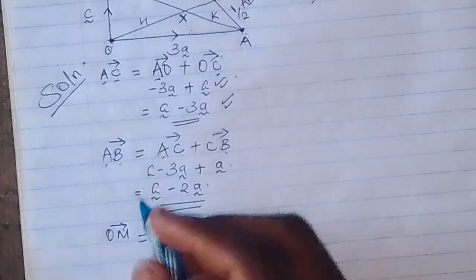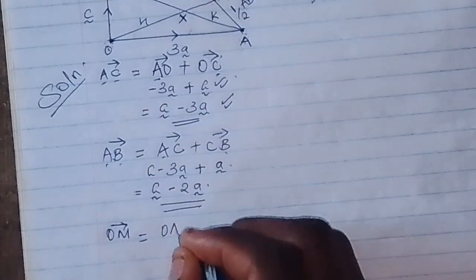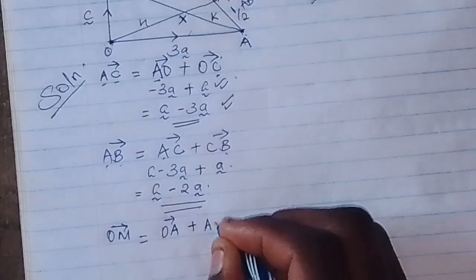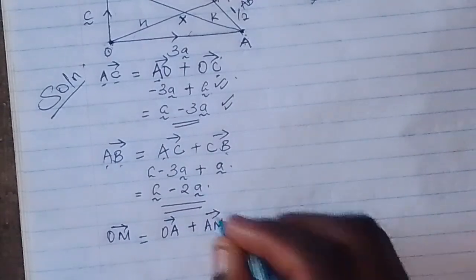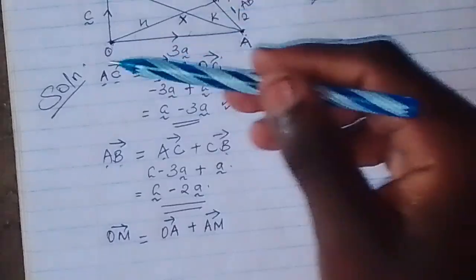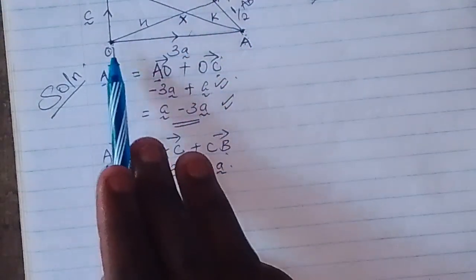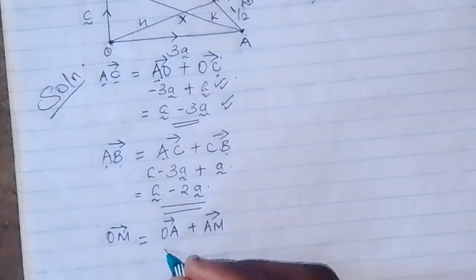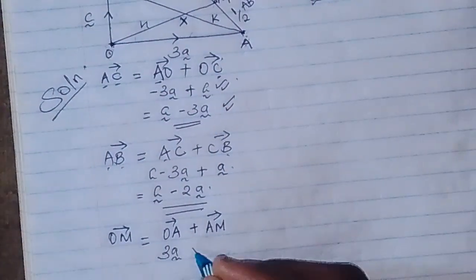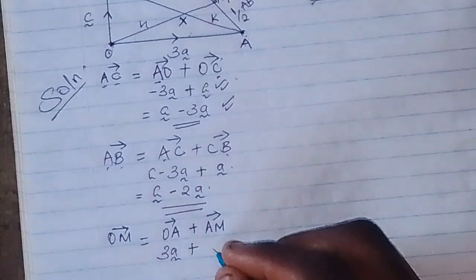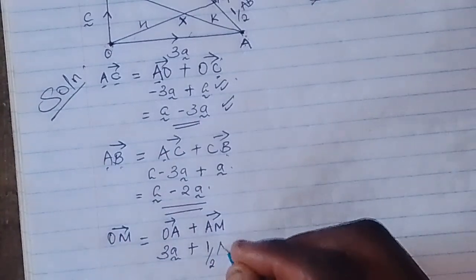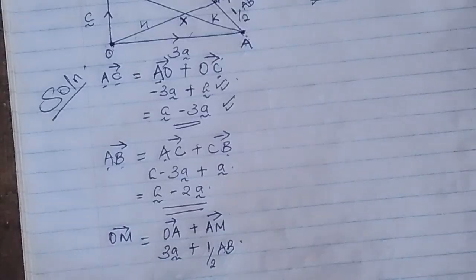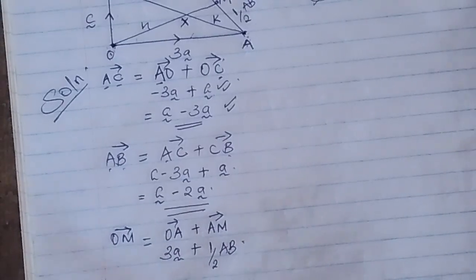Our OM, we've said we are going to get it through OA plus AM. Are we together? So OM is given by OA plus AM. Our OA, we know it as 3A. It's given already. And AM, we have said, is a half of AB. So this will give us 3A plus a half of AB.